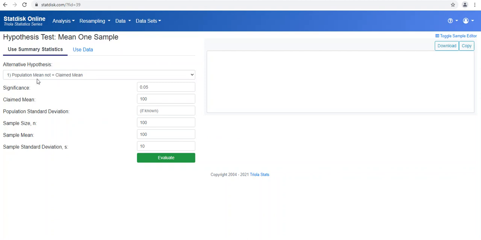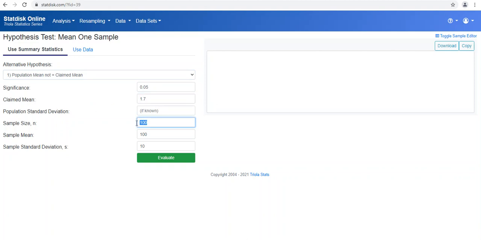So this says population mean not equal to claimed mean. All right, that's set up right. Significance level, we're supposed to run 5%, 0.05, that's in there. The claimed mean is 1.7, right?